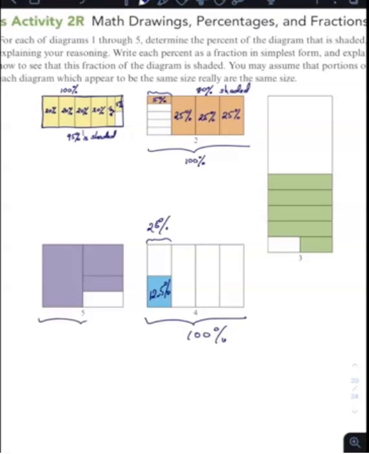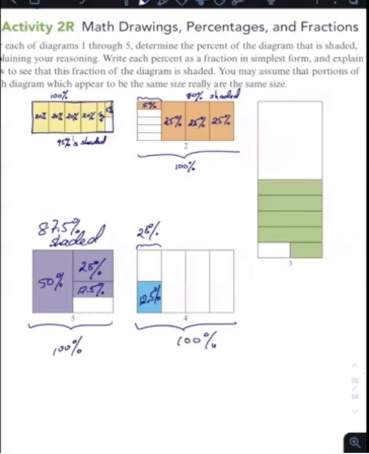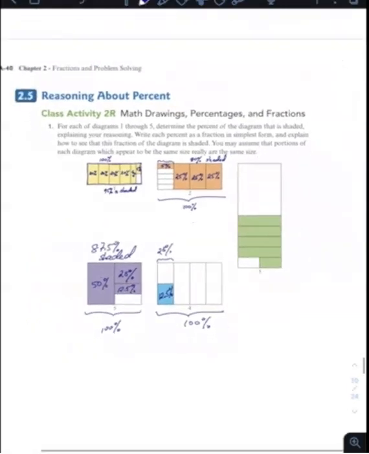And let's take a look at 5. Again, this whole region is 100%. Well, this is 50%, it's half of it. And if we look at half of half, that's 25%. And another half of that much is 12.5%. So shaded, we have 87.5%. I will leave number 3 for you to figure out.